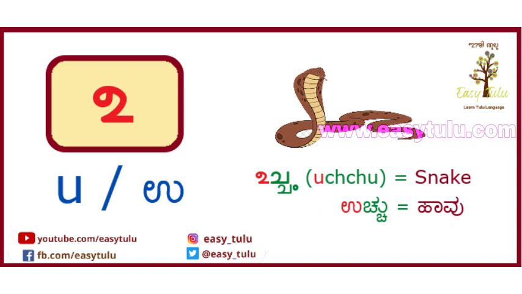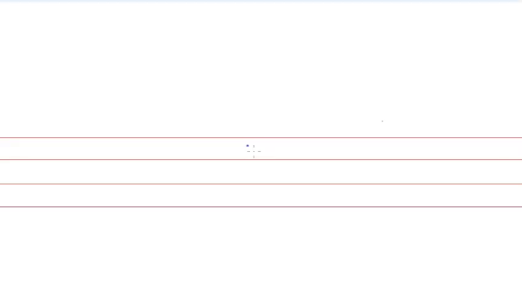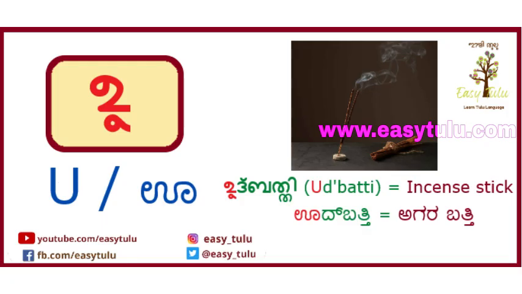This is the short U. Example: Uchchu. Uchchu means snake. Havu in Kannada. Let us see how it is written. U. Next one is U.